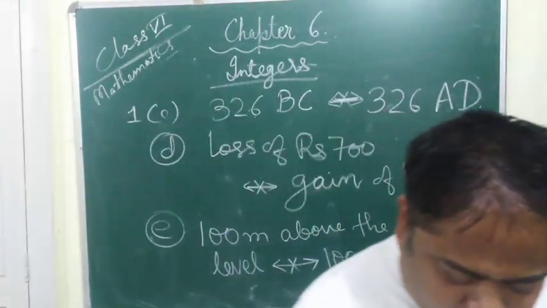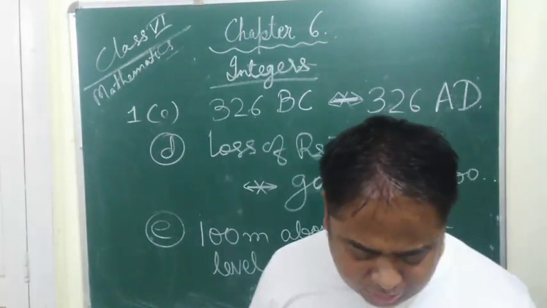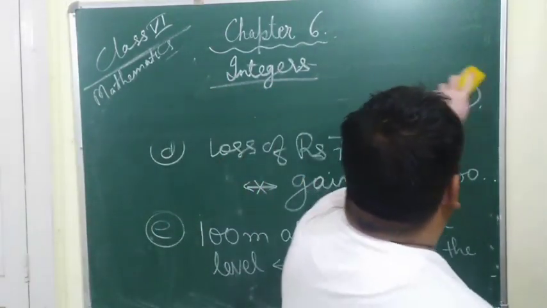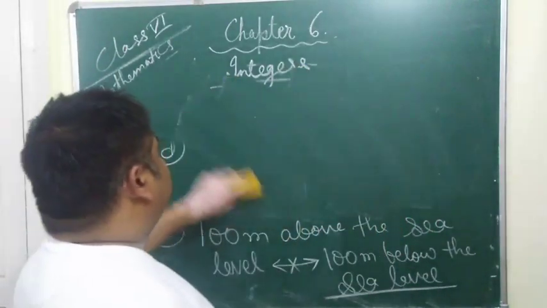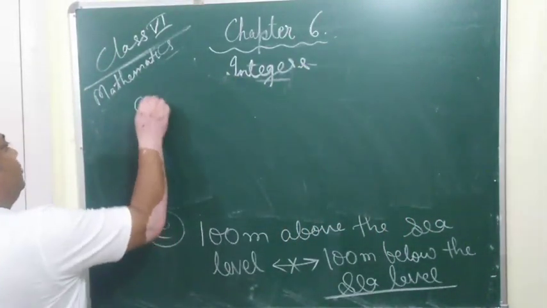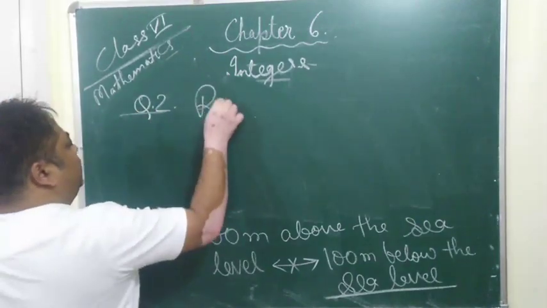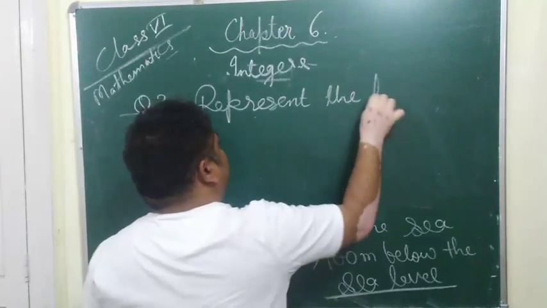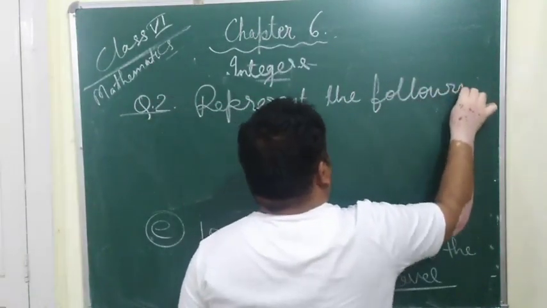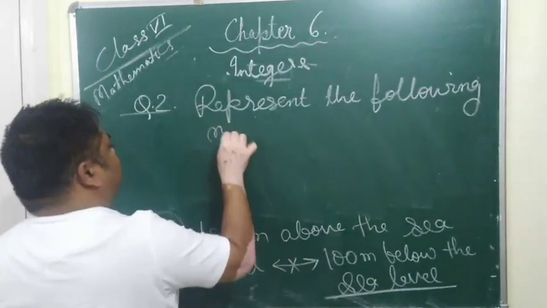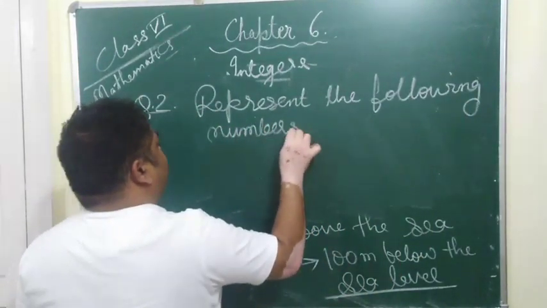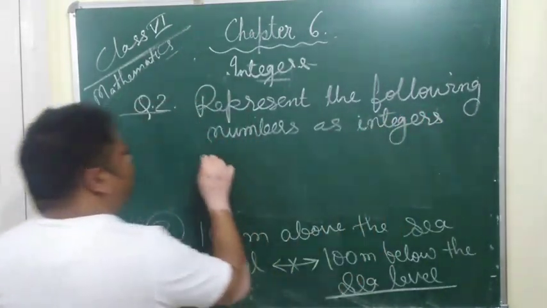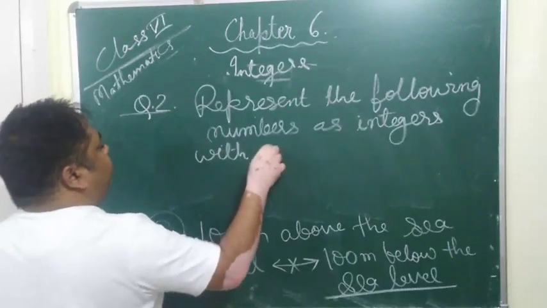So question number 1 is done. We'll go for question number 2 now. Represent the following numbers as integers with appropriate sign.